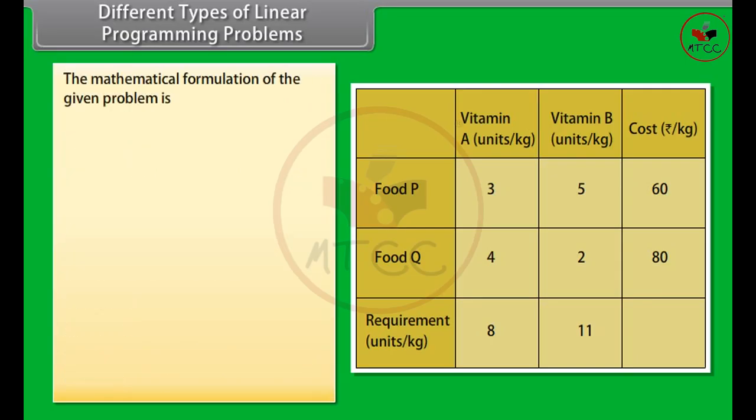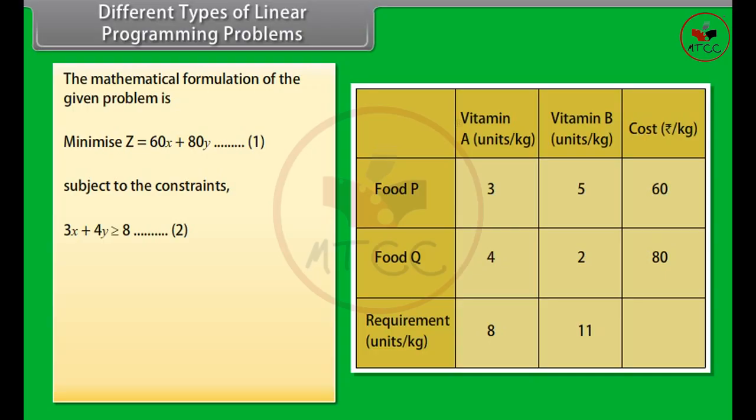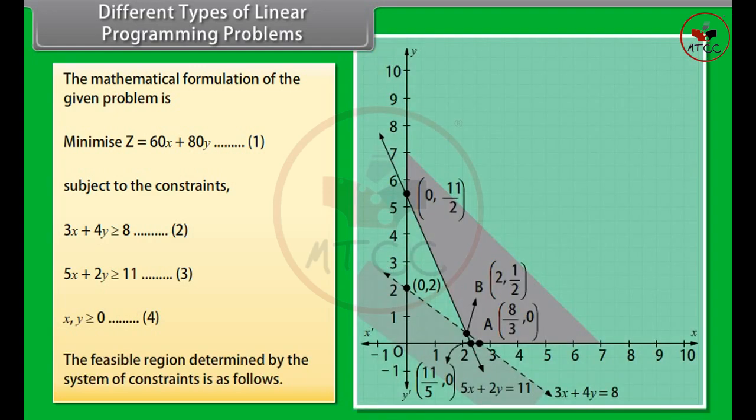The mathematical formulation of the given problem is minimize Z equals 60x plus 80y. Mark it as equation 1. Subject to the constraints 3x plus 4y is greater than or equal to 8, mark it as equation 2. 5x plus 2y is greater than or equal to 11, mark it as equation 3. x, y is greater than or equal to 0, mark it as equation 4. The feasible region determined by the system of constraints is as follows.